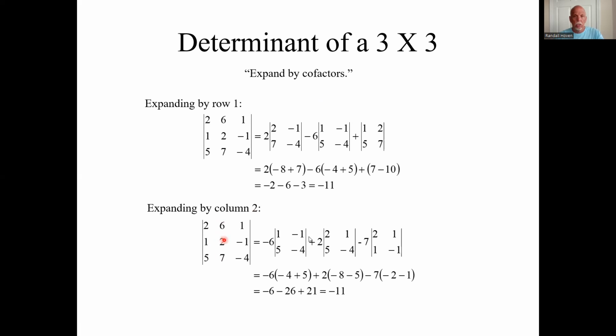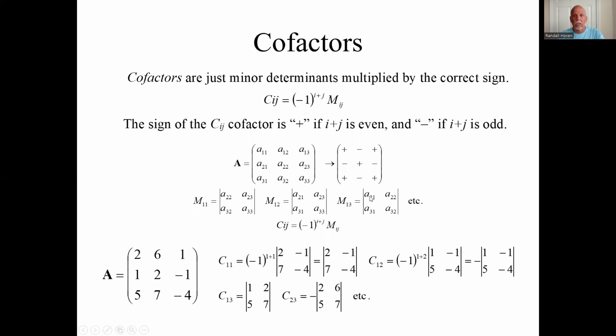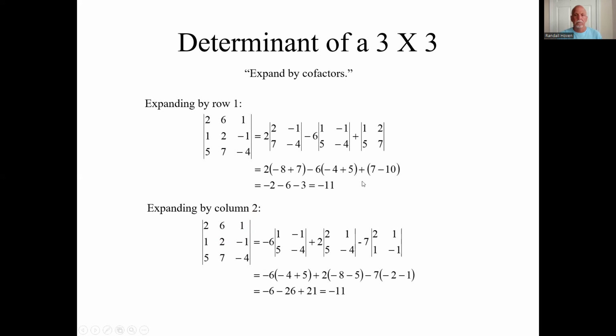Plus 2 times its cofactor, which would be 2, 1, 5 minus 4. That's a plus, or 2 plus 2 is 4, that's even. Finally, plus 7 times 2 minus 1, 1 minus 1, and that's a negative place. That's the 3,2 term. 3 plus 2 is 5, that's odd. Go back here, it's a negative sign. That's how you do 3 by 3s. You break it down into 2 by 2s. You expand by a row or column.